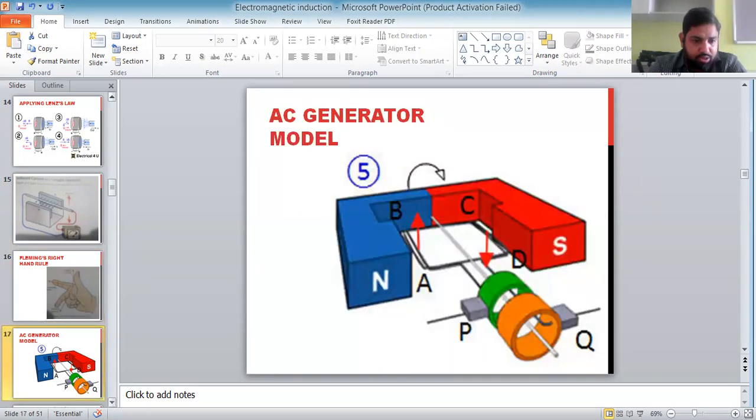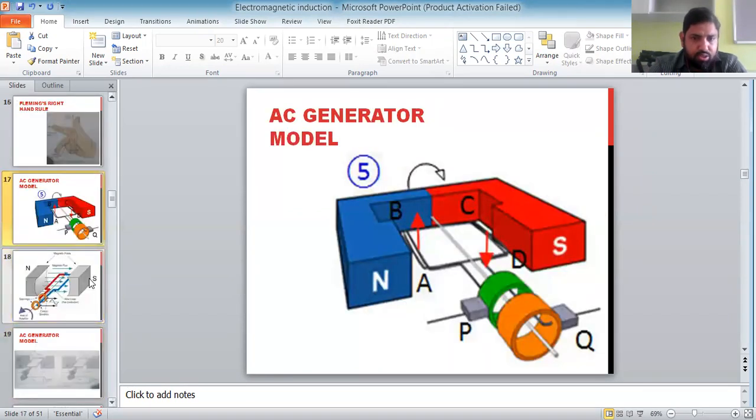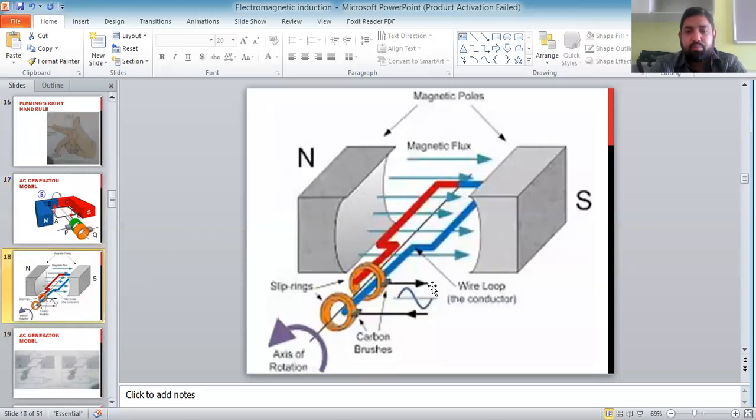So I will be discussing with you what will happen if we place a rectangular coil in a magnetic field. So you leave this part first. We'll just discuss the rectangular coil right now.